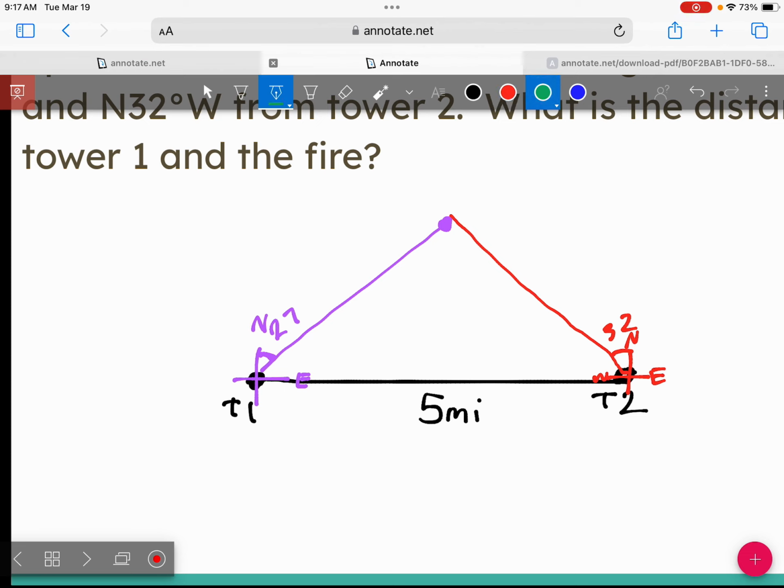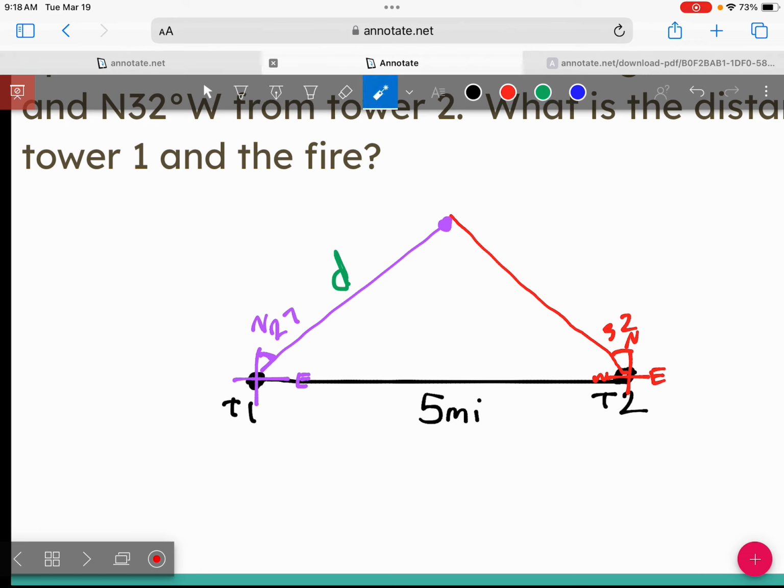What we want to know is the distance between Tower 1 and the fire. So I want to know this, labeled D. What in the world do we do? What do we start with? Do we know any angles inside our triangle? Can we find some angles inside our triangle? Yeah. So let's start with that.